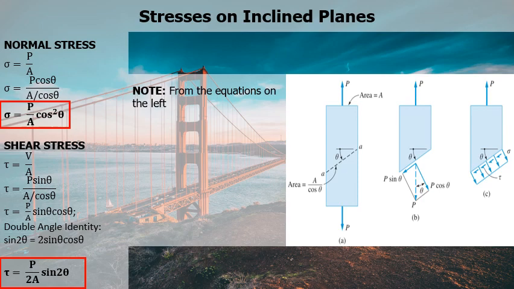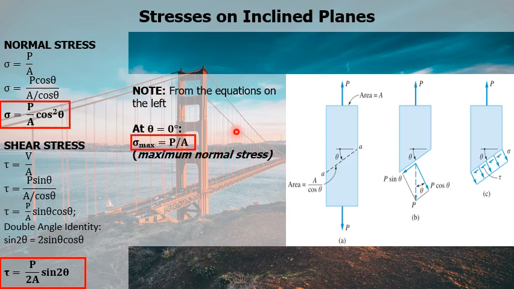You do note that from the equations on the left, if theta is equal to 0 degrees, we get sigma max equal to P over A. Sigma max is the maximum normal stress. It means that when we substitute theta in this formula with 0 degrees, we get the maximum normal stress equal to P over A.